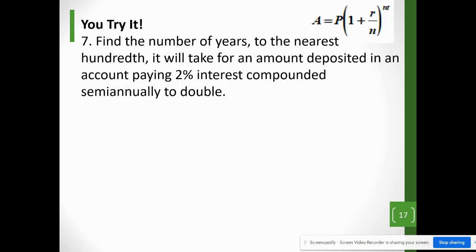Now you try this. Find the number of years to the nearest 100 it will take for the amount deposited in an account paying 2% interest compounded semi-annually. So notice I say compounded semi-annually. So it gets compounded twice a year. I want this amount to double. And you should end up getting that t is about 34.80.